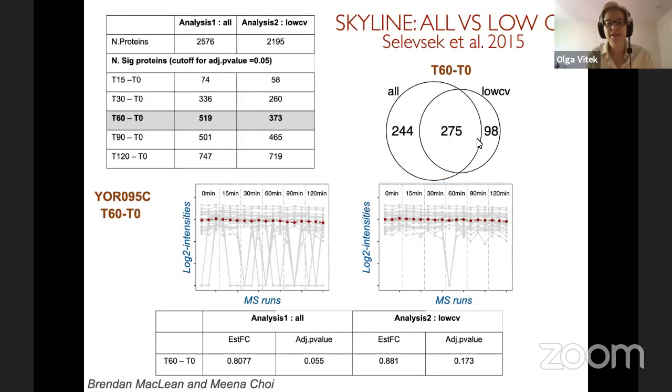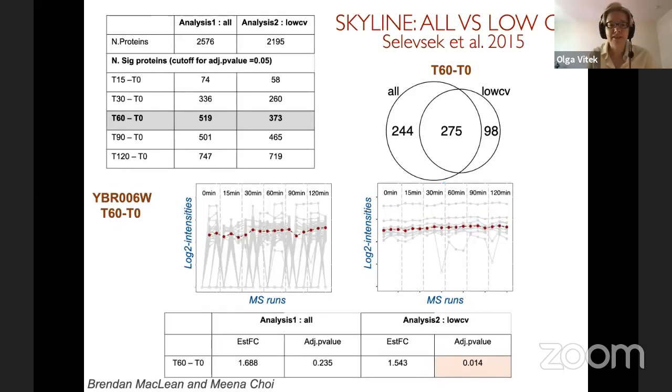For this particular time point, this is the overlap between analyzing everything versus analyzing data with low CV only. And this is one protein, as an example. Clearly some of those noisy fragments were filtered out, and so we have just one outlier left here. And this is an outlier that MSstats can handle very easily. So for this particular case, no change in conclusions. But in this other case, we see that analyzing everything versus low CV actually resulted in a different conclusion.